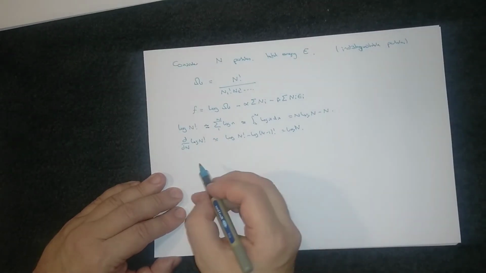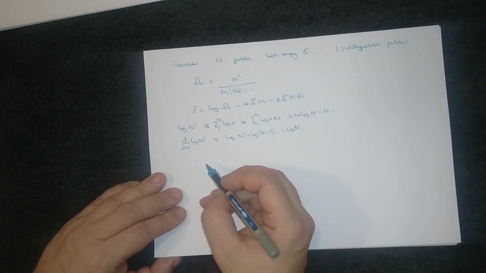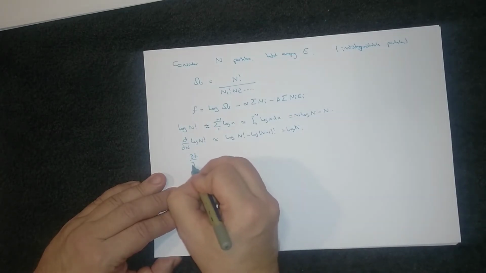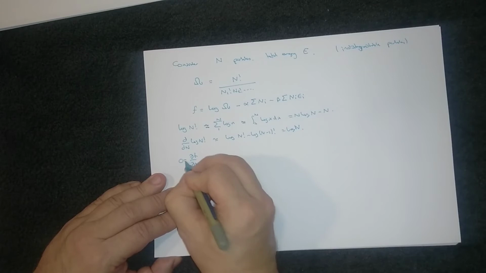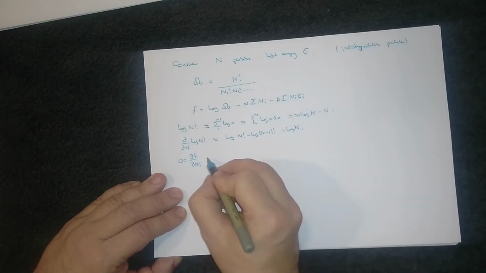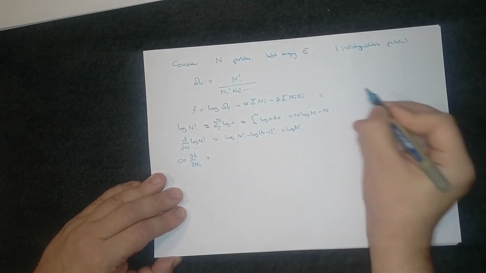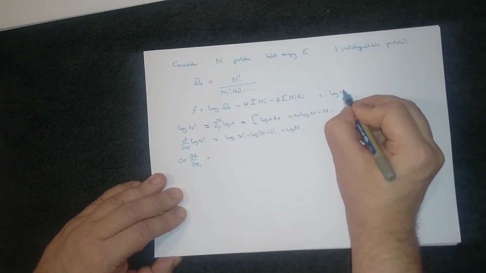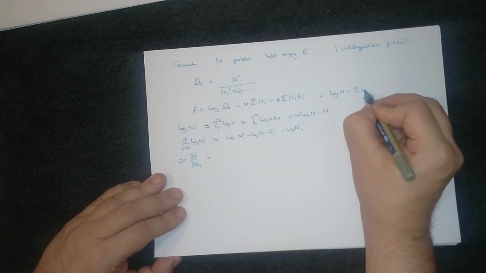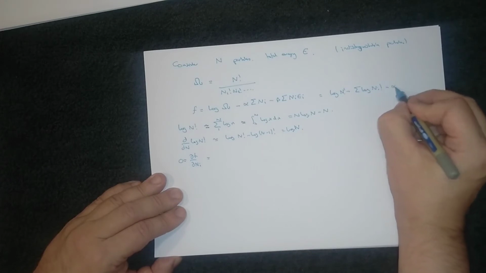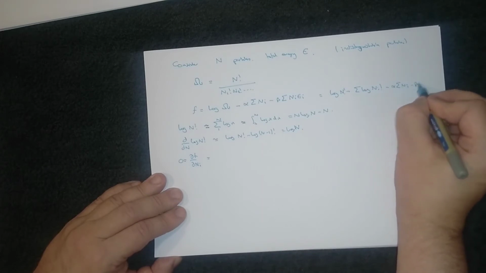So let's try and work out what collection of ni I need in order to maximise or extremise f. So the partial derivative with respect to ni is 0. Let's write that out using this thing here. That's log n minus the sum log ni factorial there, minus alpha the sum of ni, minus beta the sum ni ei.